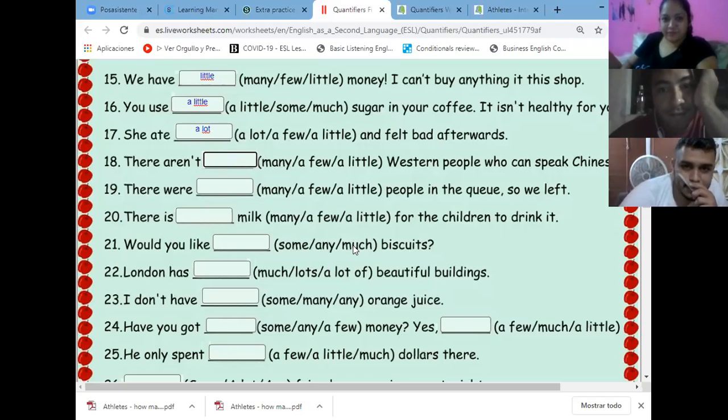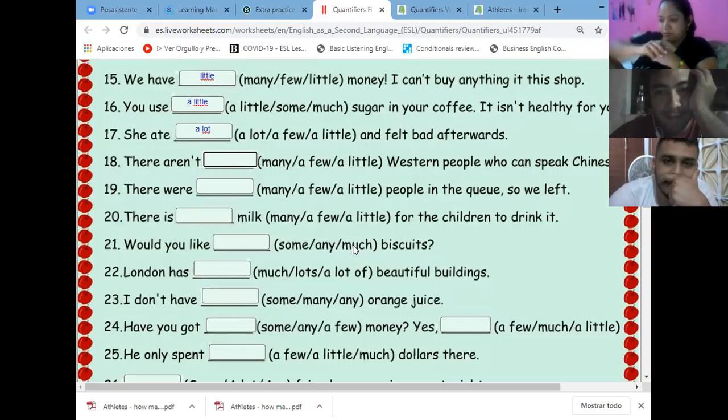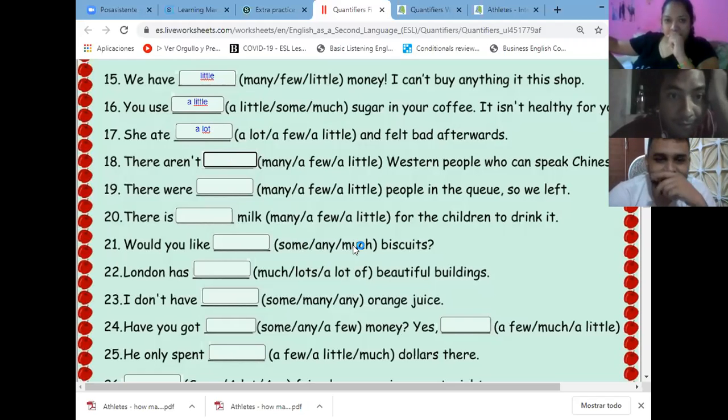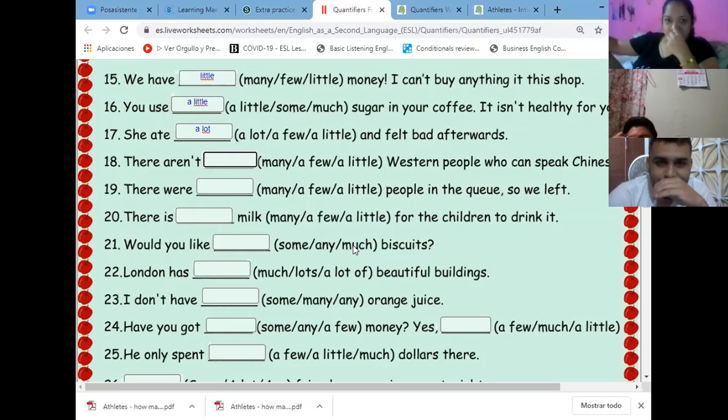If you, yeah, of course, if you put a lot of sugar in your coffee, that might be dangerous. All right, but the sentence right here is telling you that it's healthy. But, I mean, according to the context, the correct answer is a little. However, the sentence is a little bit ambiguous. I mean, it's not that appropriate. The meaning, right? The context.